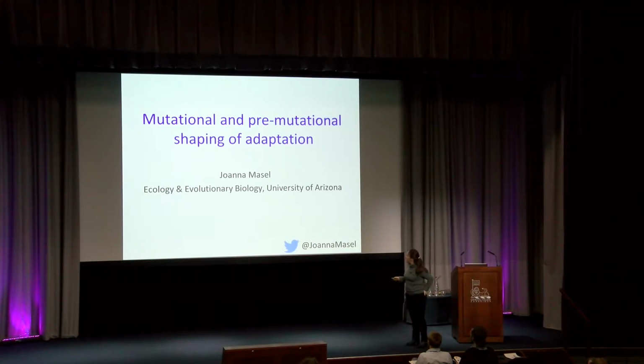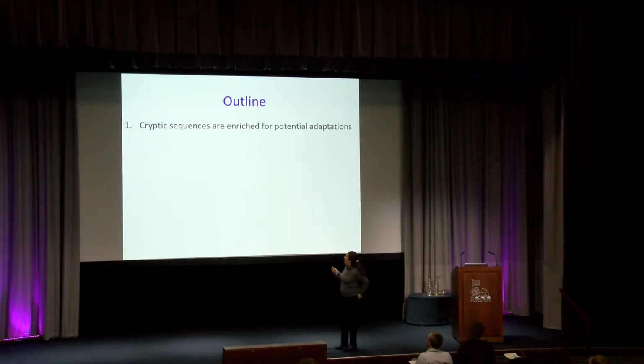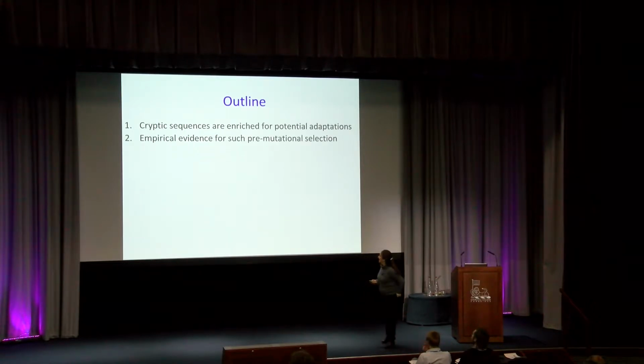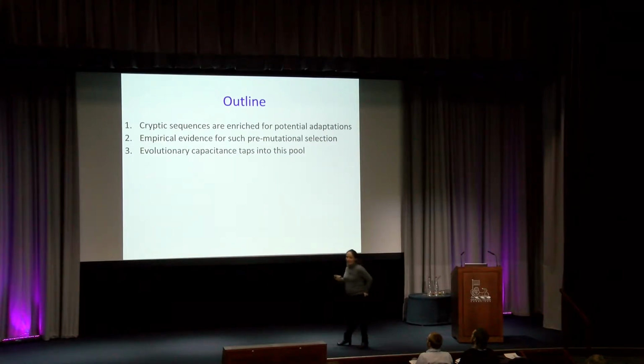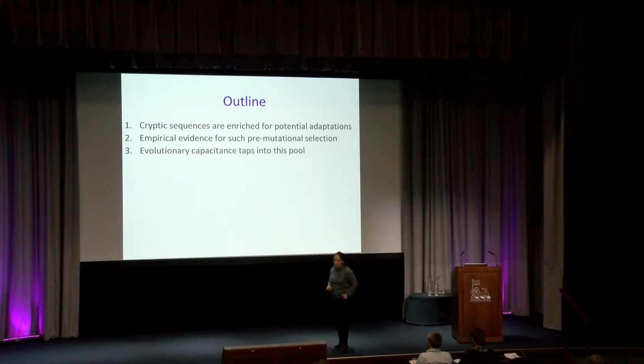So, an outline of what I'll be talking about so you can know when to sleep and when to wake up. I'll start with the basic principles of the view I've espoused of evolvability, especially the pre-mutational shaping of cryptic sequences. Then newer work, applying that to some data and finding evidence for it. Then the question of evolutionary capacitance, which comes into dual inheritance systems, of how to tap into that pool.